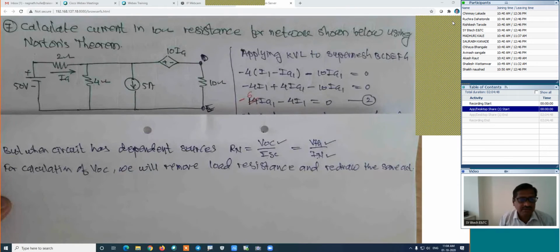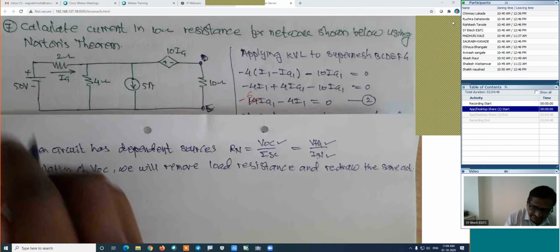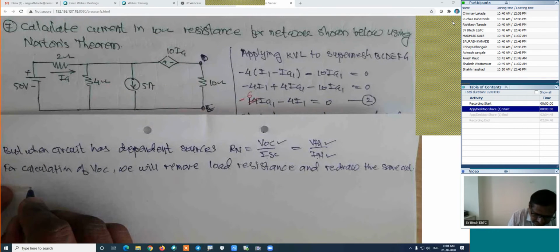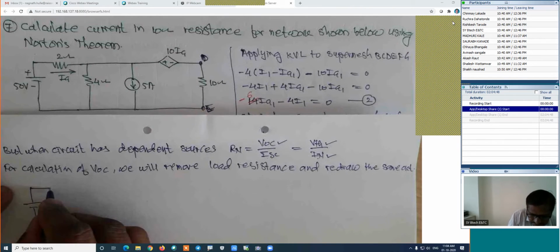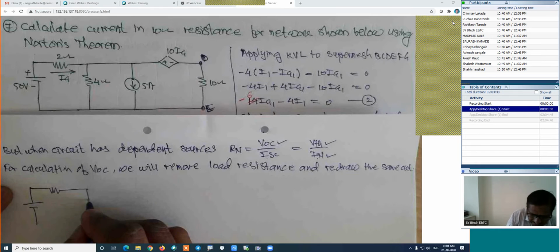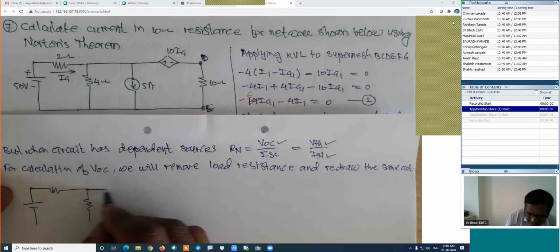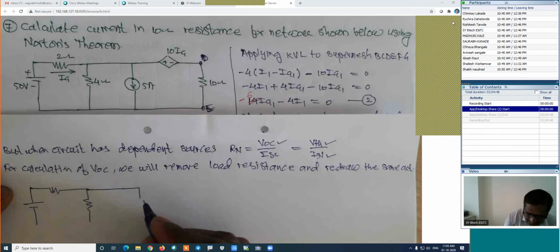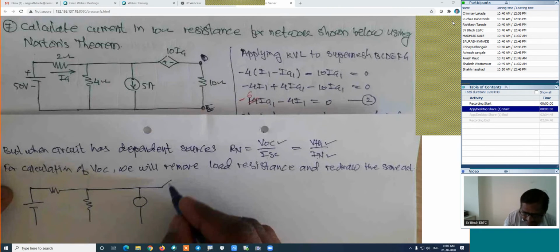Redraw the same circuit. Now here I will redraw this circuit, just I will remove the load resistance. In that case, how will the figure be? This will be our figure. The procedure will be the same for each problem. Whatever the problem may be, the procedure will be the same. We will apply the steps properly.